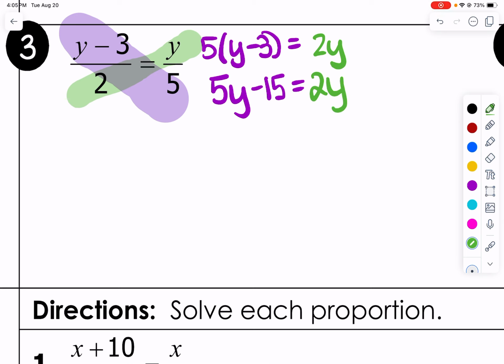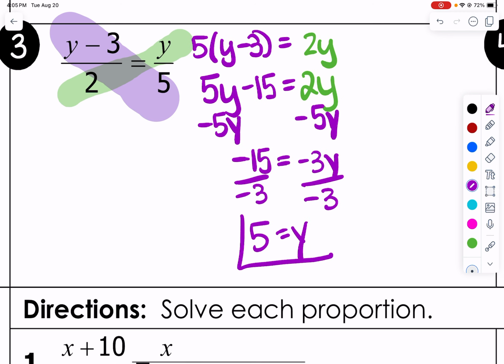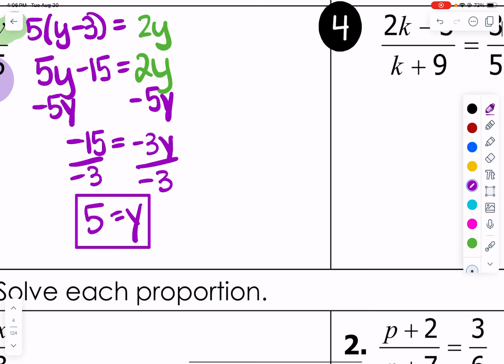To solve this, you could start by moving any of the terms we have there, but I'm going to move negative 5y just to take the most direct path. I get negative 15 equals negative 3y. Divide both sides by negative 3. And we get 5 equals y as our answer. Then we are good to go ahead and look at number 4.